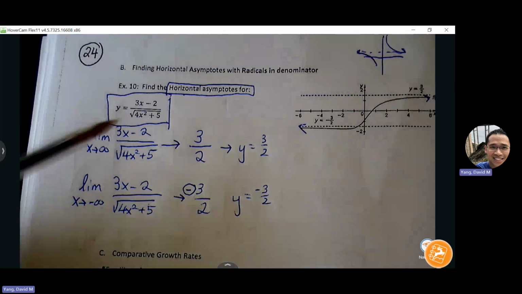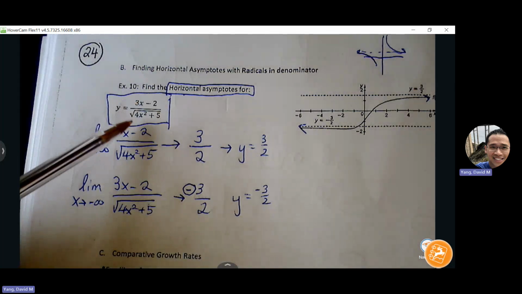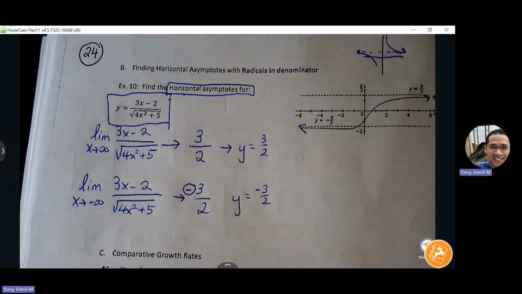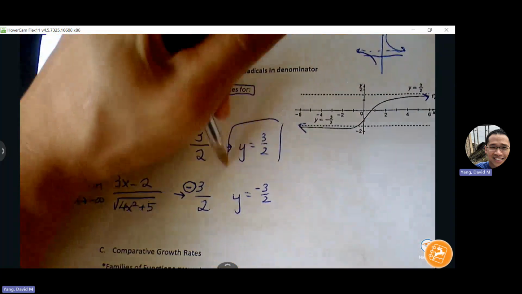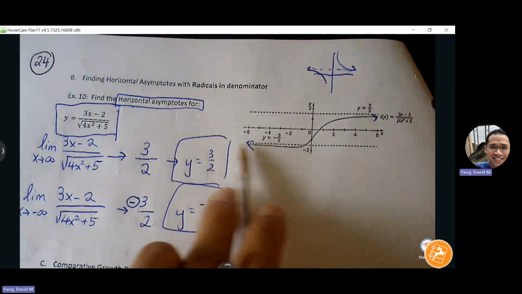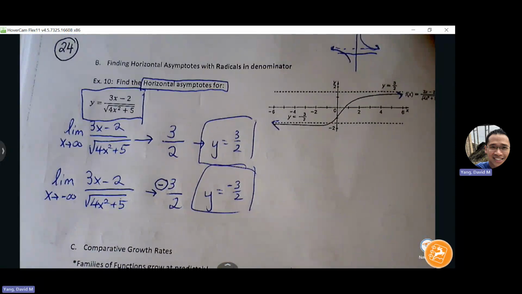But you can spot it easily, right? Radical in the denominator, degrees are the same. You're expecting 2 asymptotes. You only define the 2 y values. So we have our 2 lines here: y equals 3/2, which is up here, and y equals negative 3/2, which is down here. Do I have to draw it? No, you just have to be able to name it. Okay. Any questions with that?